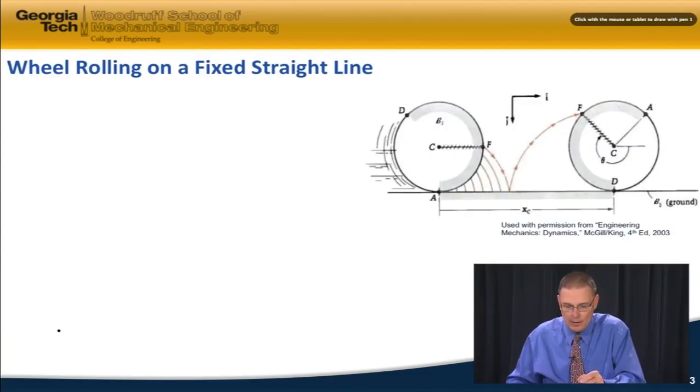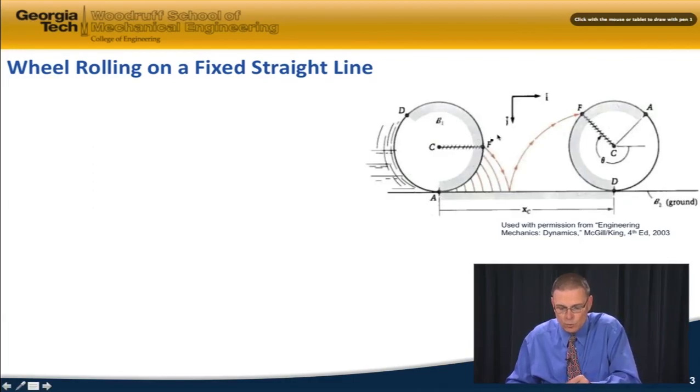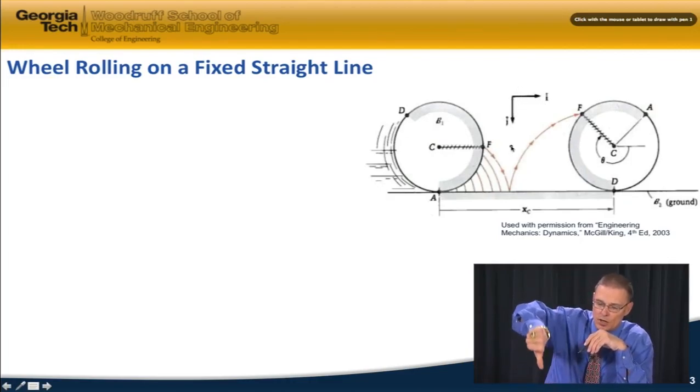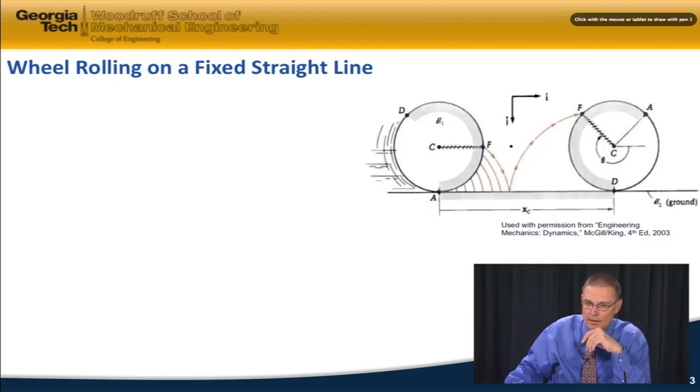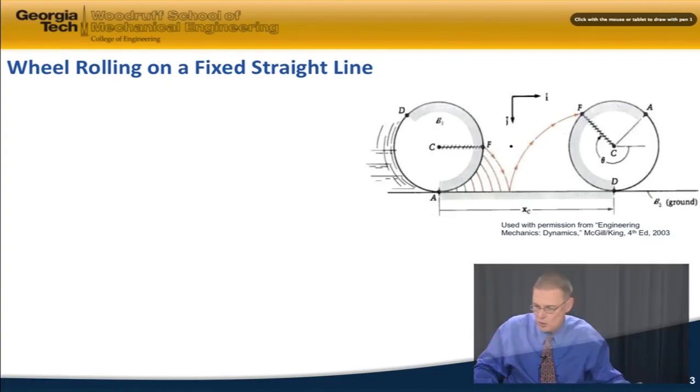So here's a diagram. I've got my wheel. It's rolling on a flat surface. I've actually chosen my coordinates I to the right, J down. That way when I cross I with J, K is into the board, or the rolling is positive in the clockwise direction. So let's go ahead and look at a demonstration.